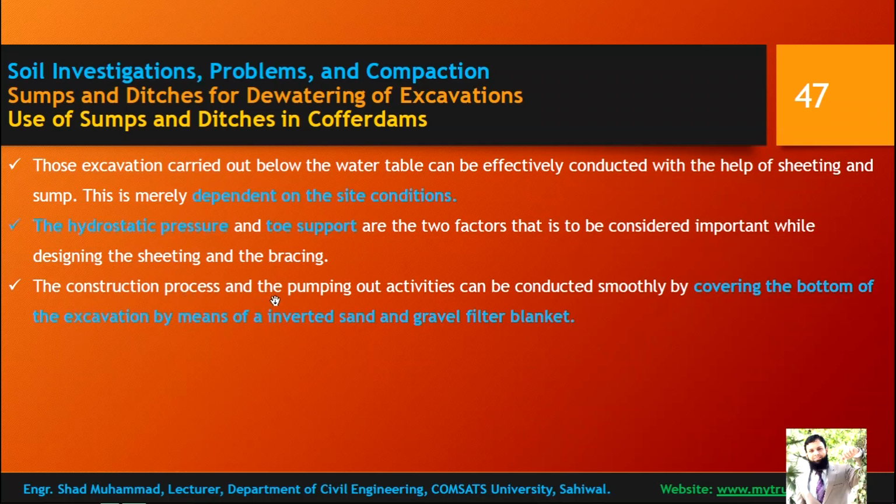The construction process and pumping out activities can be conducted smoothly by covering the bottom of the excavation with an inverted or gravel filter blanket. So pumping activity can be very easily conducted by providing some gravel or filter blanket. Otherwise, your water extractor will be clogged with mud.